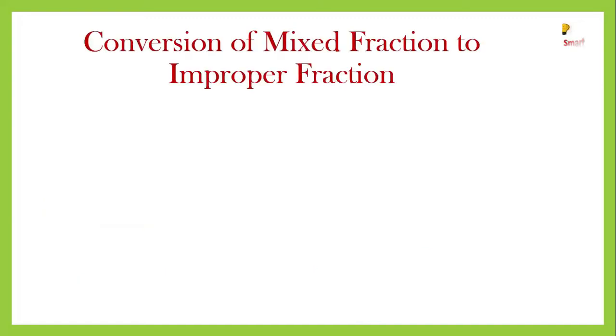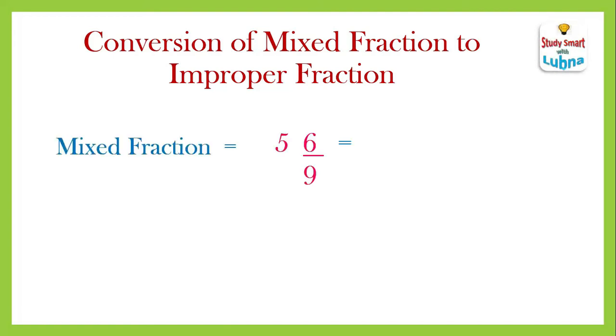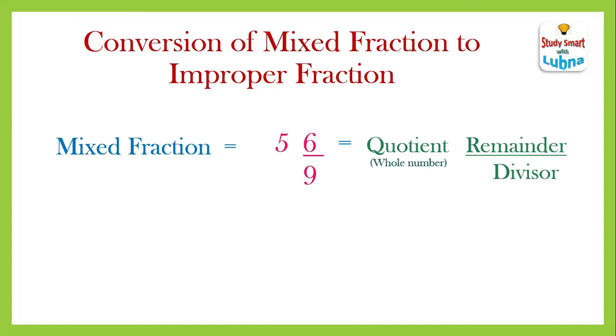Another example. Here the mixed fraction given is 5 whole number 6 upon 9. Again we will check that 5 is a quotient or a whole number, 6 is the remainder and 9 is the divisor.